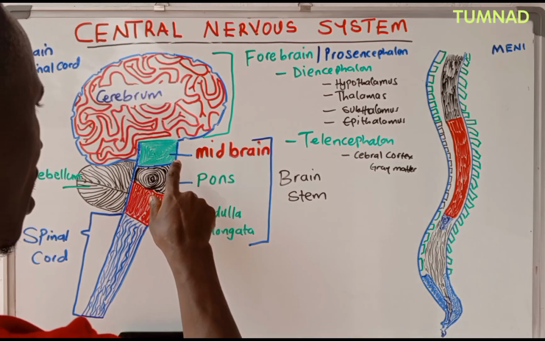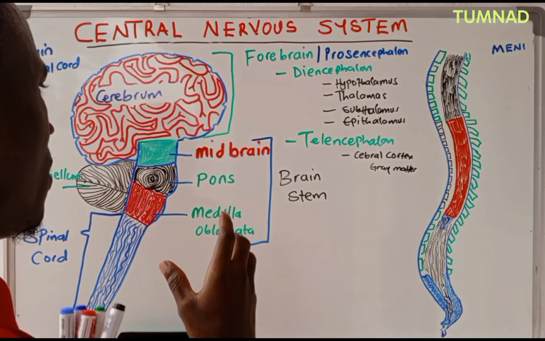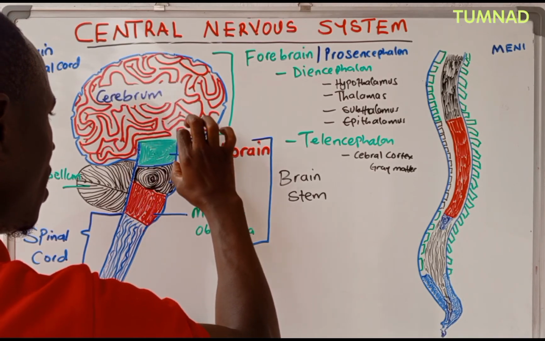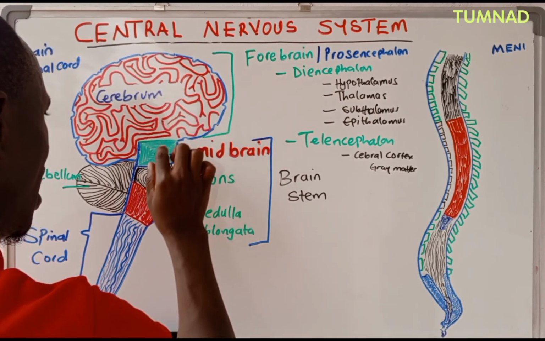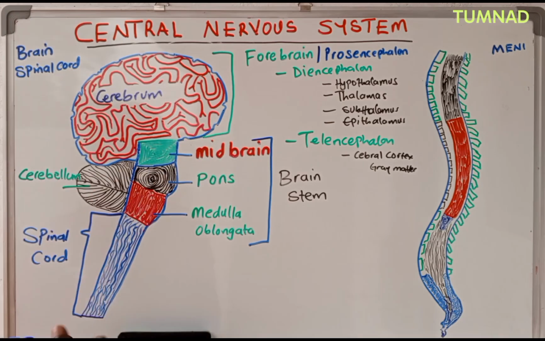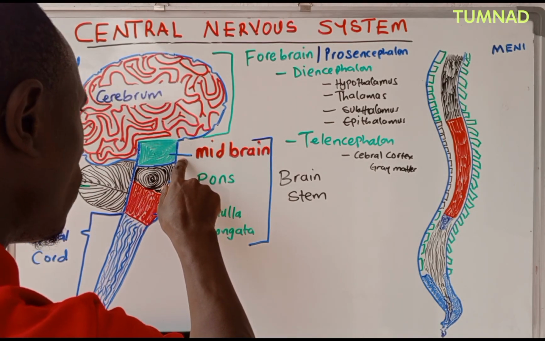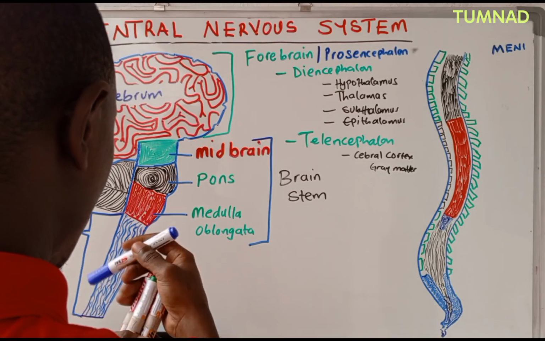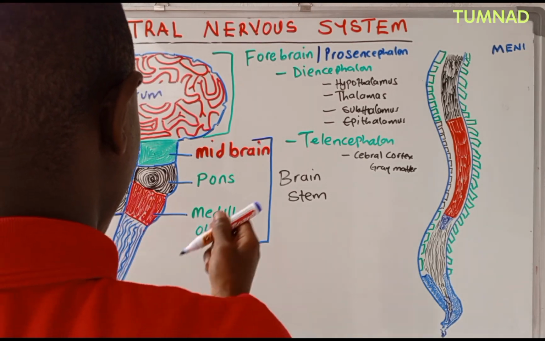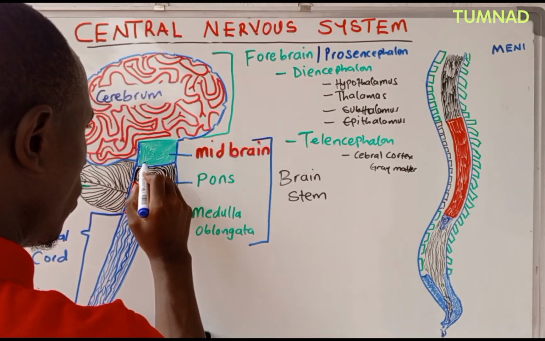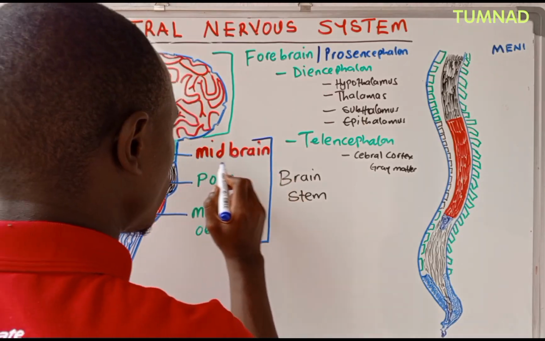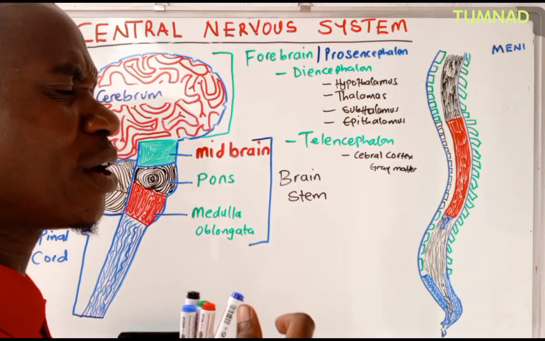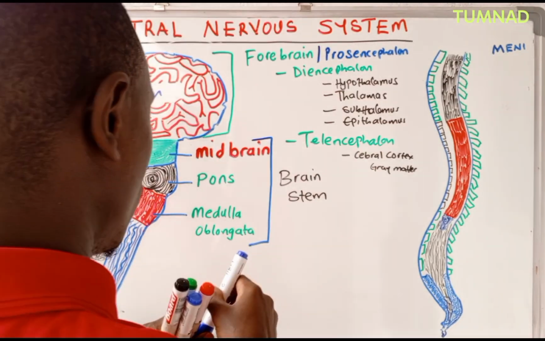Now the second part of the brain, you see the whole of this area here. How do we call the whole of this area? The whole of this area here is what we call the midbrain, as we have just labeled it. It is also one of the parts of the brain.